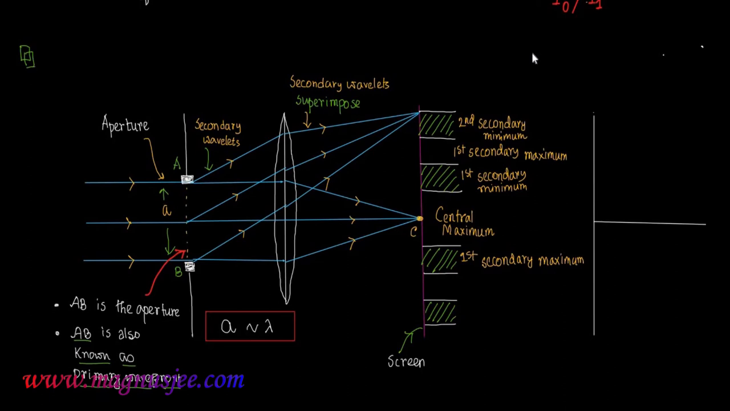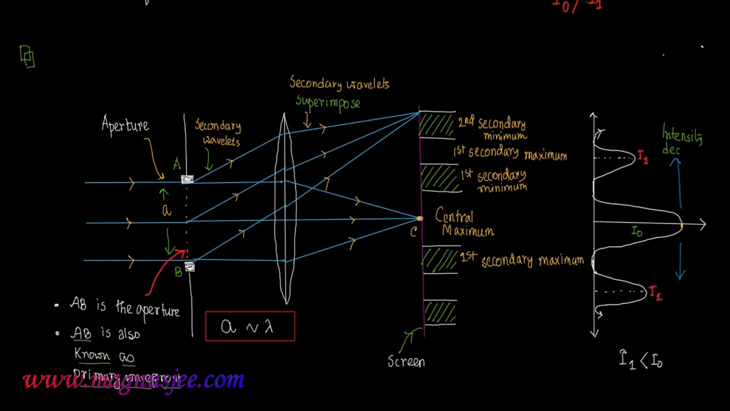And in the diagram, we can plot the intensity versus phase difference graph of the diffraction pattern. In this case, intensity decreases with the order of the maximum. I0 is the intensity of the central maximum, which is plotted along this axis. We can denote the intensity of the first secondary maximum as I1, such that I1 is less than I0. Intensity goes on decreasing with the order of the maximum.